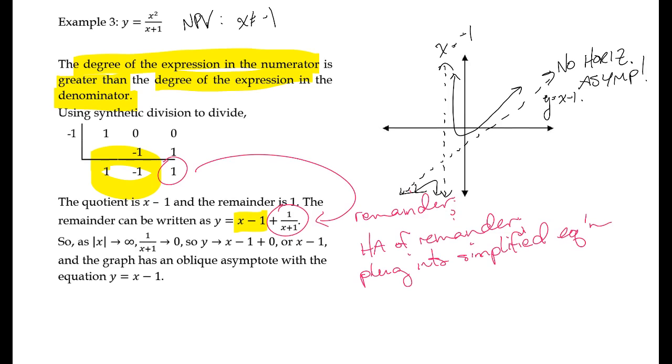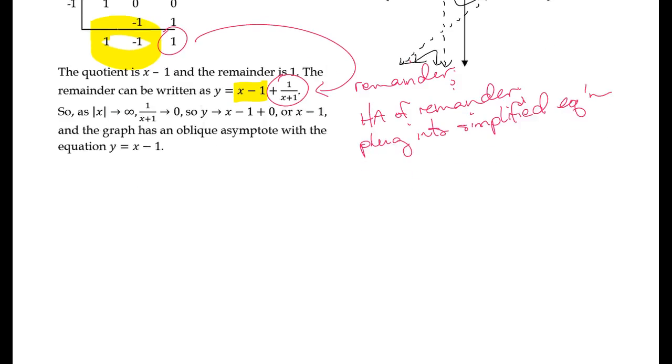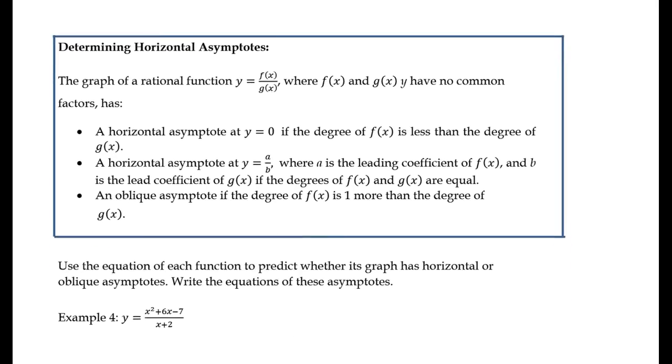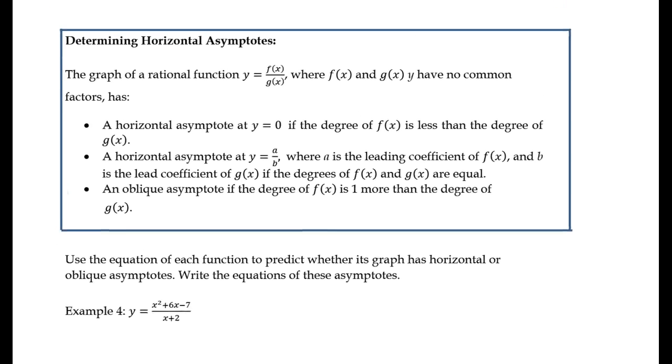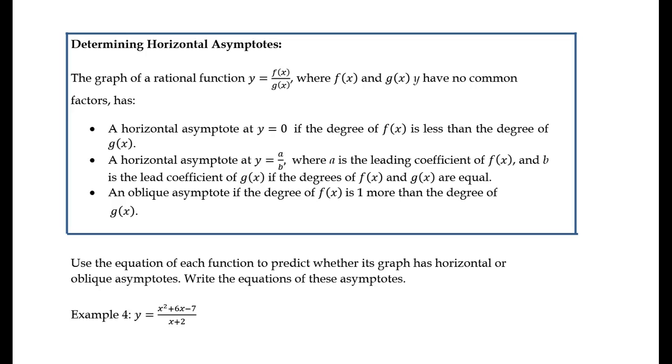Okay, so we get this weird oblique asymptote when we have a greater degree in the numerator than the denominator. So this kind of summarizes this idea. The graph of a rational function that has no common factors has a horizontal asymptote at 0 if the degree in the numerator is less than the degree in the denominator. It'll have a horizontal asymptote at a over b, where a is the leading coefficient of your numerator and b is the leading coefficient of your denominator, as long as your degrees are equal.